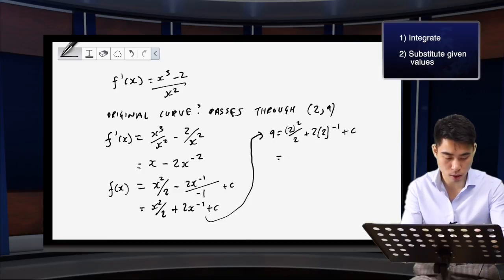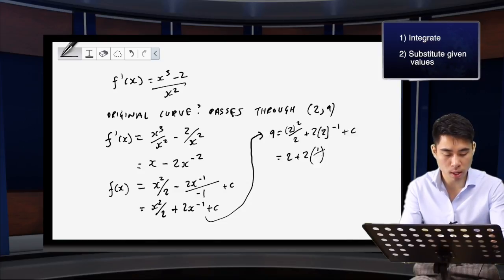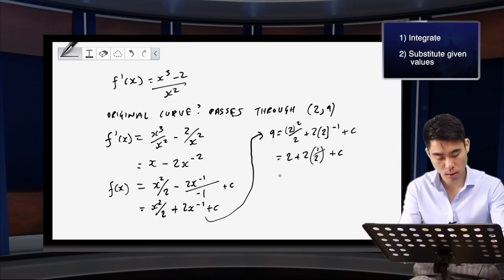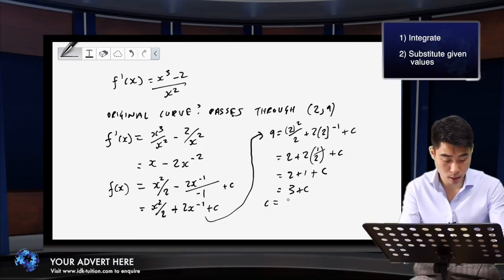So I've got 4 on the top divided by 2 gives me 2 plus 2 lots of, now I've got 2 to the power of minus 1 here. What's that the same as? Well, a negative power means it's going to be 1 over whatever's in the brackets here raised to this power here. So in this case it's going to be raised to the power 1. If this was a 2, then it would be raised to the power 2 up there, i.e. I'd have 1 over 4 in these brackets here. So I've got 2 plus 2 lots of a half, which is 1 plus c, which gives me 3 plus c. So here my c equals, subtract 3 from my 9 gives me 6.